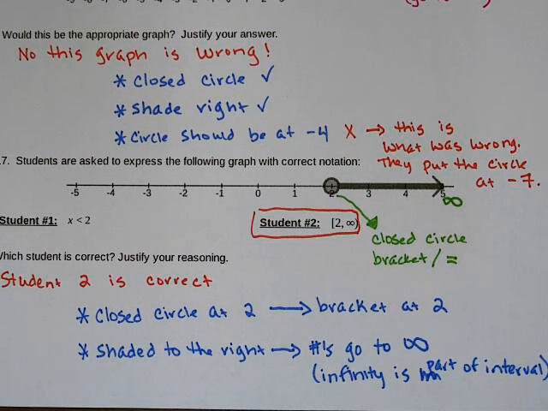The placement of your circle, whether it's open or closed, and the direction of the shading. And again, some of them are going to look a little different because you might not actually have a graph. So you might be talking about the intervals and the brackets versus parentheses. Okay, but those are all the things that you need to include.